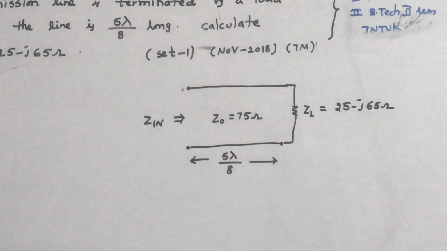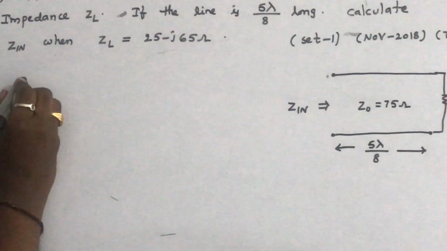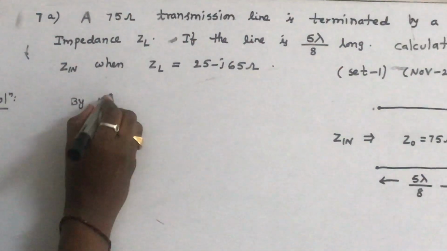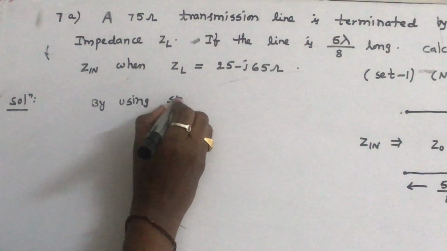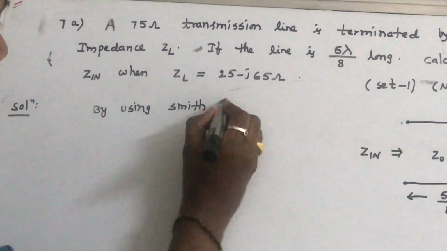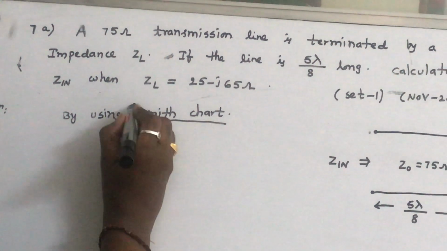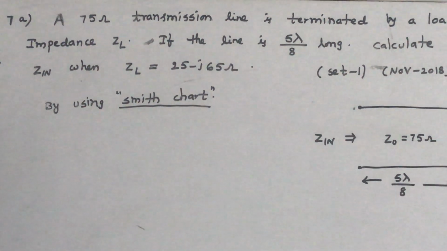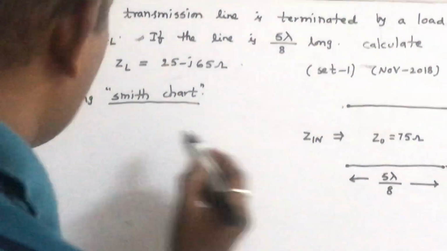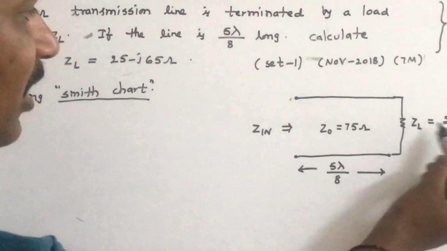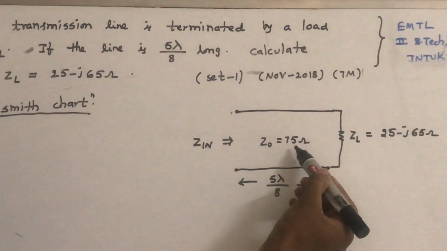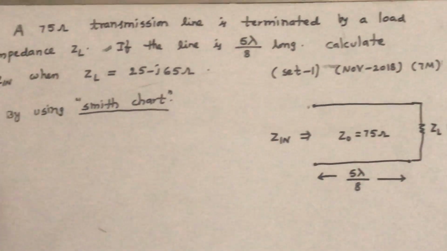This problem can be solved by using the Smith chart. Very simple. If you know the concepts of the Smith chart, it is very simple to answer this question. In any Smith chart problem, the first step is to normalize the load, that is, divide the load by the characteristic impedance.